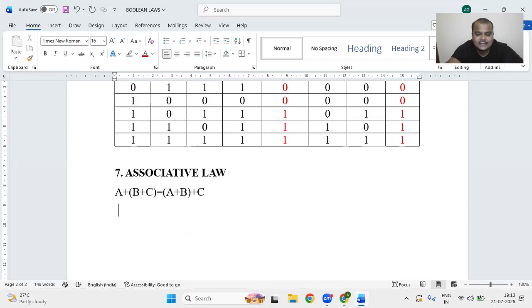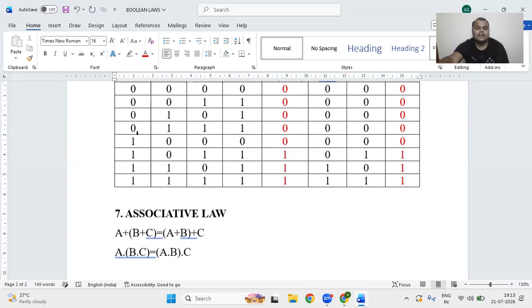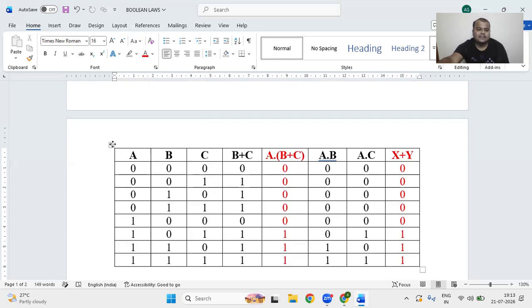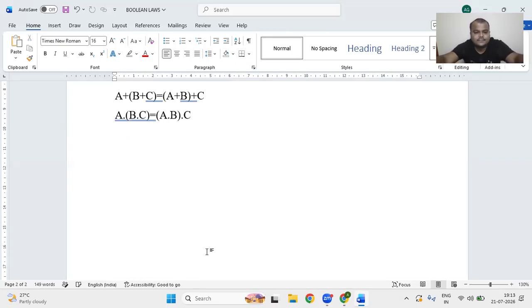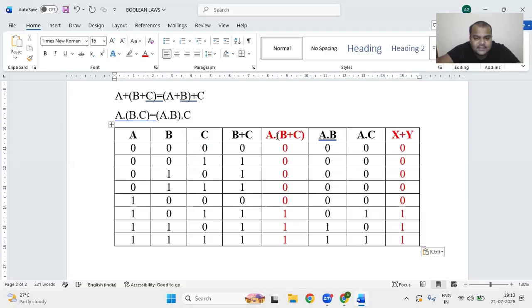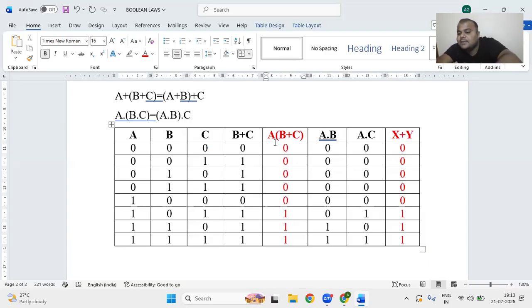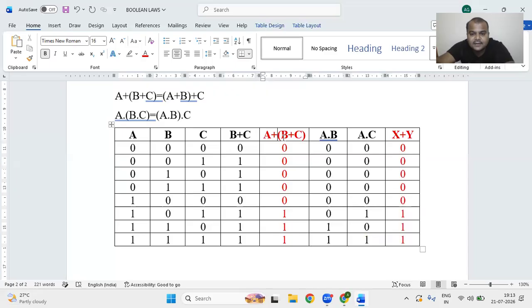And this is A into B into C is equal to A into B into C. Okay, I can copy this table because there are 3 inputs. After that I can change the names of the columns. So what are these? A plus B plus C. Here I can write A plus B plus C in the left side, and in the right side it is A plus B, and after this the column is not required.